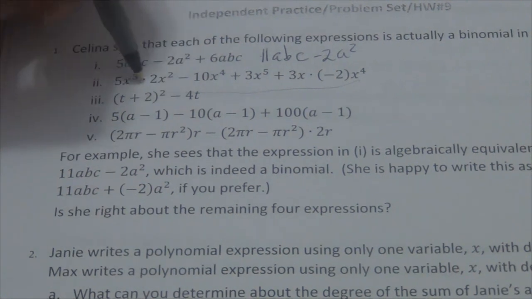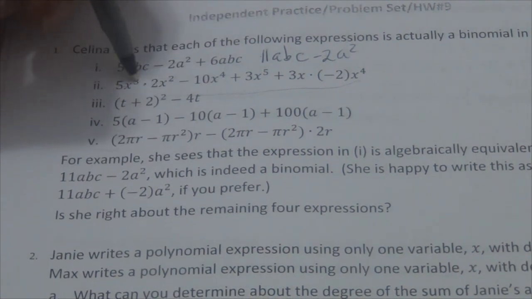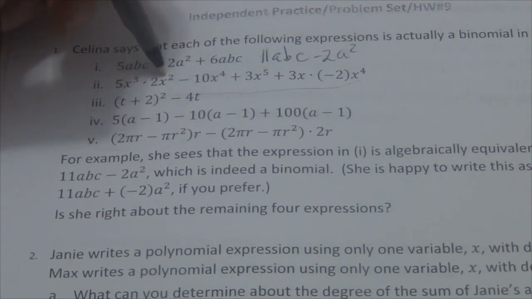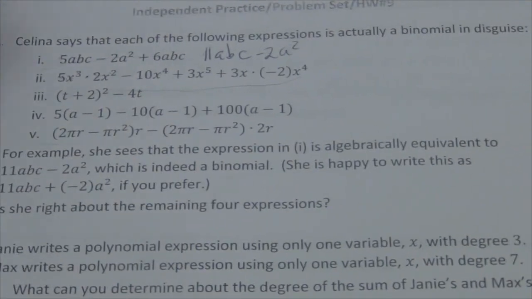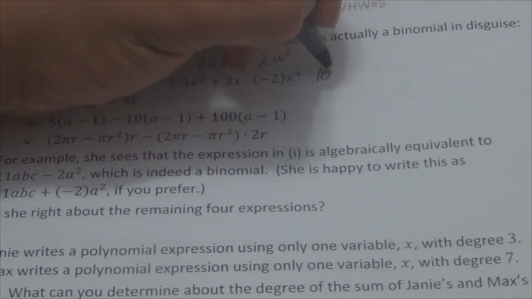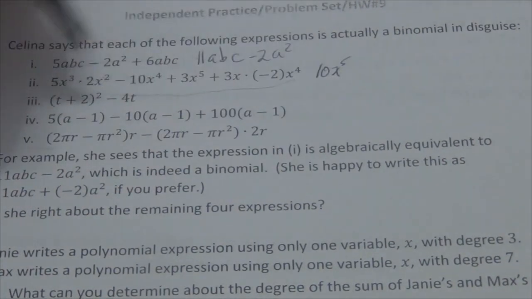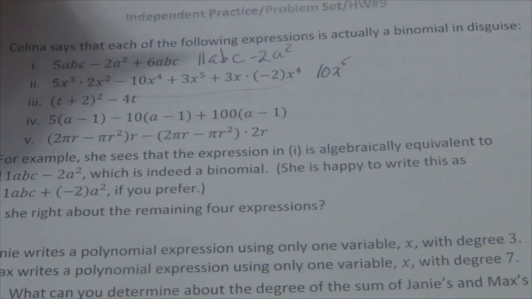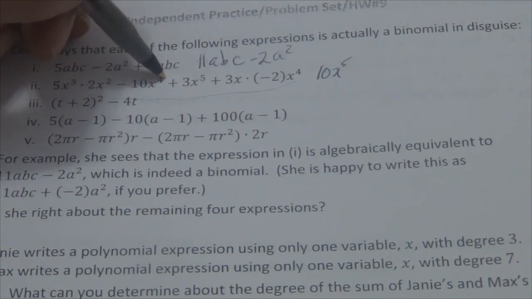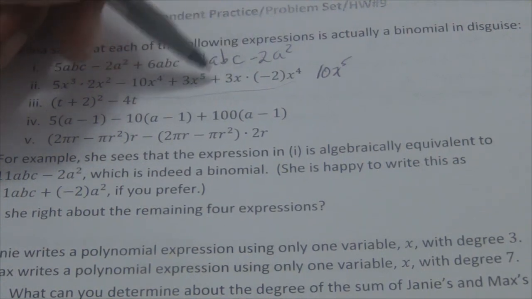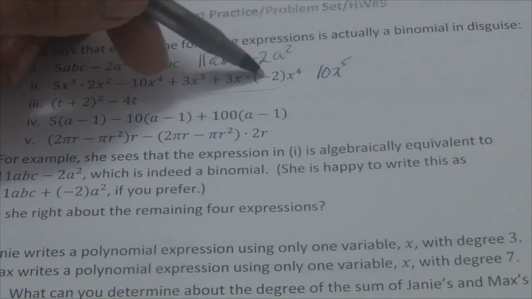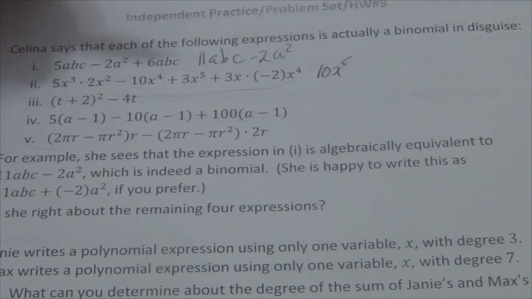So let's see now. This is the product rule. So 5x to the third times 2x squared is 10x to the fifth, right? So this is 10x to the fifth, minus 10x to the fourth, plus 3x times x to the fourth, plus 3x times negative 2. That's easy.